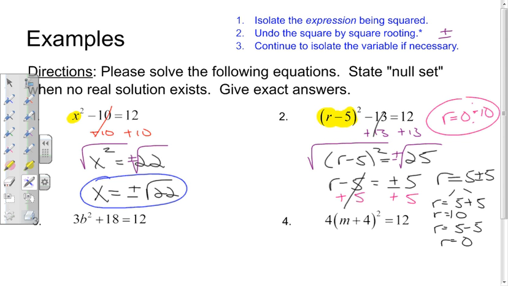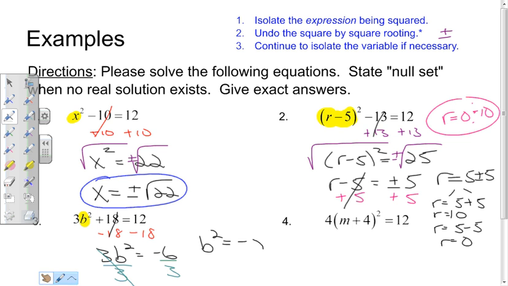Okay? So next example is a little bit interesting. It's a little different. So we have 3b squared plus 18 equals 12. We see here that the expression being squared is the b, not the 3b, but just the b. So I'm going to isolate that by subtracting 18 from both sides. I'm writing 3b squared equals negative 6. I'll continue to isolate that by dividing by 3. And then that is going to give me b squared equals negative 2.